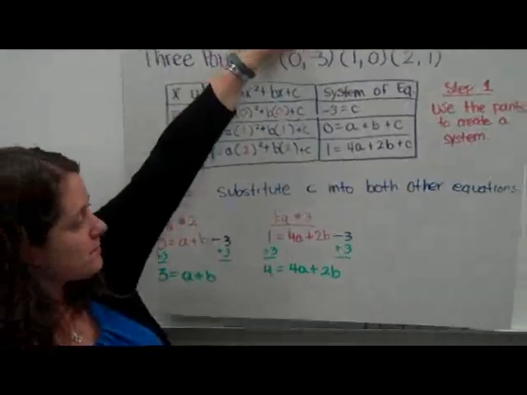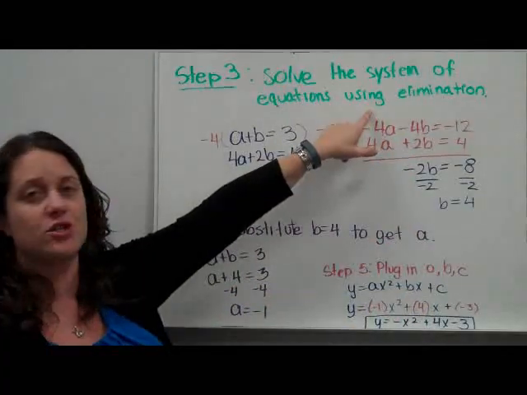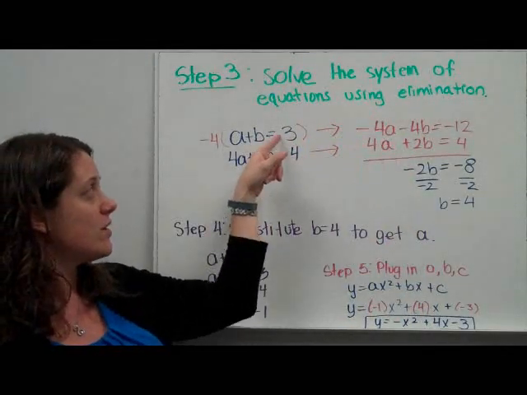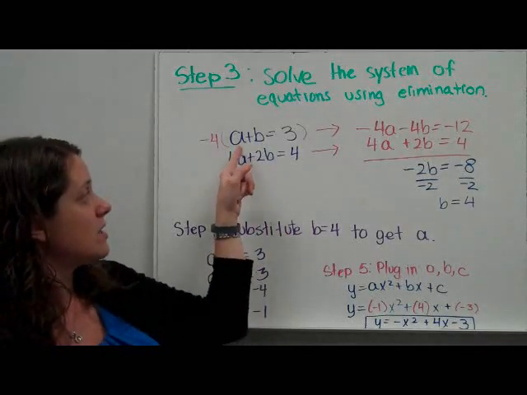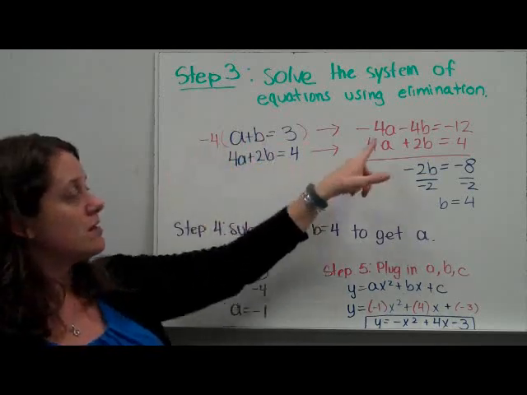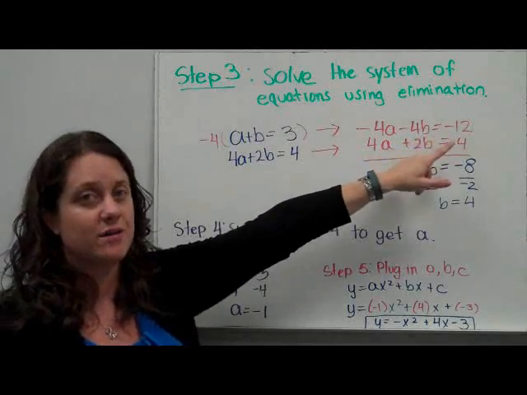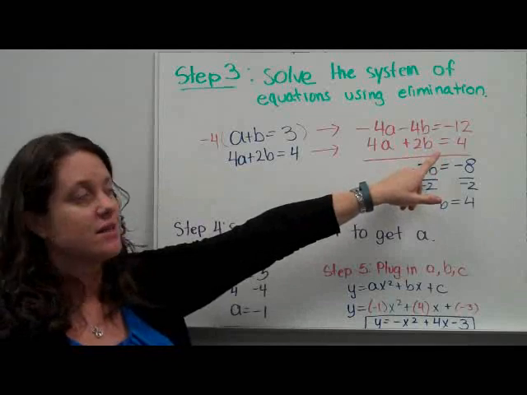Okay, next step. Step 3, solve the systems of equations using elimination. Now that I've plugged c in, I have 2 equations. I need to eliminate, so this time I decided that I want to eliminate a. I'll multiply the top equation by negative 4, so I got negative 4a minus 4b equals negative 12. Then the bottom one, I don't need to do anything to it.